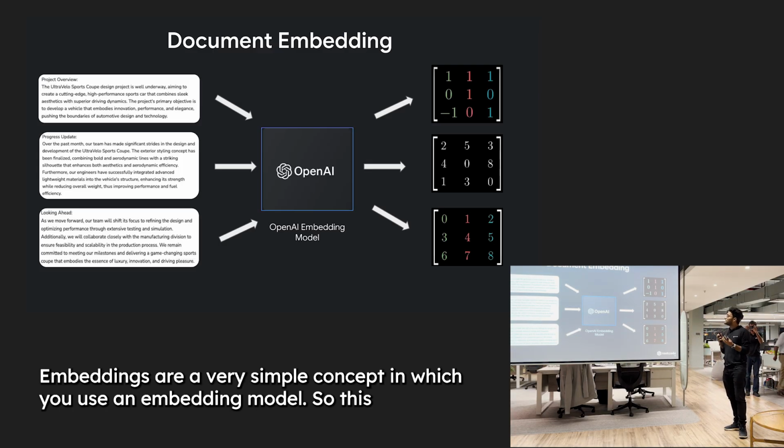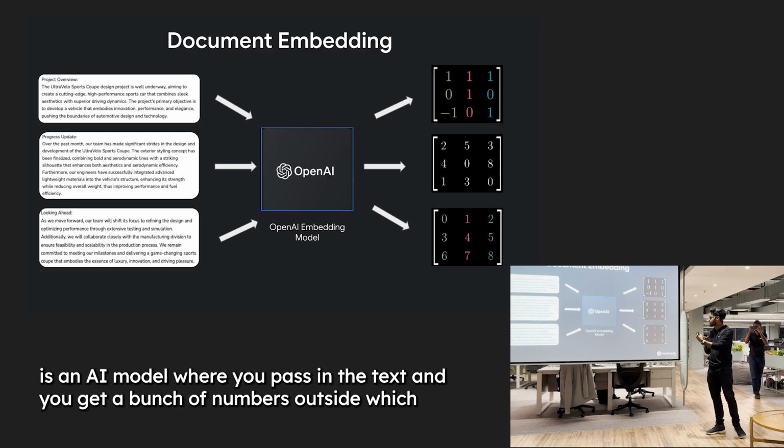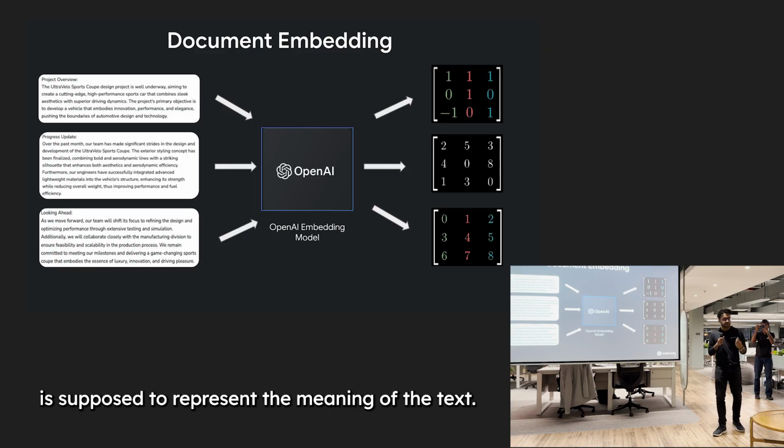Now just going over what vector DBs, vectors and embeddings are. Embeddings are a very simple concept in which you use an embedding model. So this is an AI model where you pass in the text and you get a bunch of numbers out, which is supposed to represent the meaning of the text.